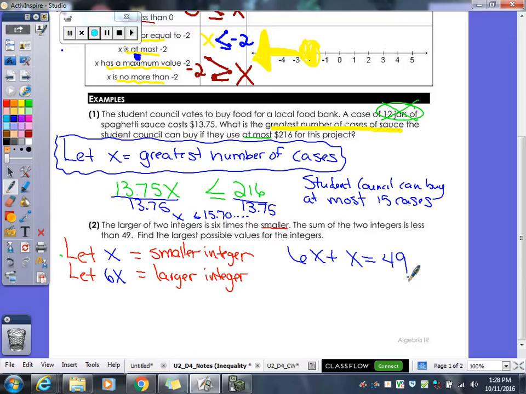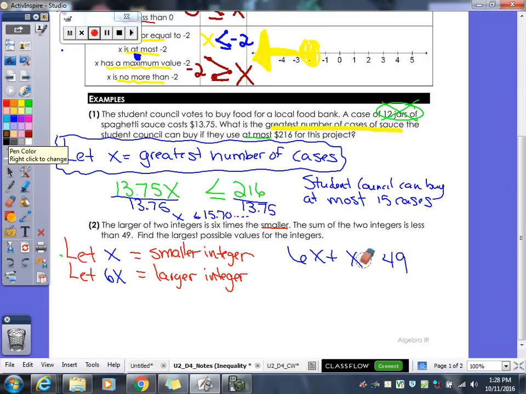This is a mistake some of you will make on these inequalities. It says, did it say it was equal to 49? No, it said it was less than. So you've got to be careful, because you're so used to doing equations now that you put equal signs everywhere. So, less than 49.